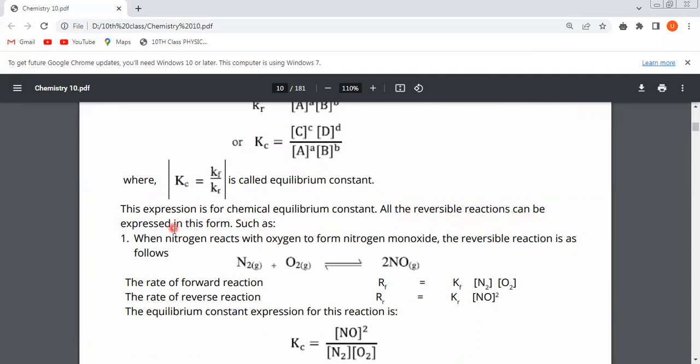All reversible reactions can be expressed in this form, such as when nitrogen reacts with oxygen to form nitrogen monoxide, the reversible reaction is as follows: N2 plus O2 forward and reverse to 2NO. The rate of forward reaction RF is equal to KF [N2][O2]. The rate of reverse reaction RR is equal to KR [NO] squared. The equilibrium constant expression for this reaction is KC equal to [NO] squared over [N2][O2].